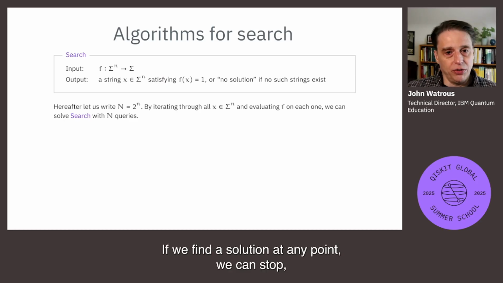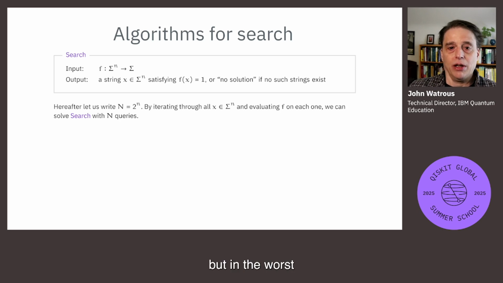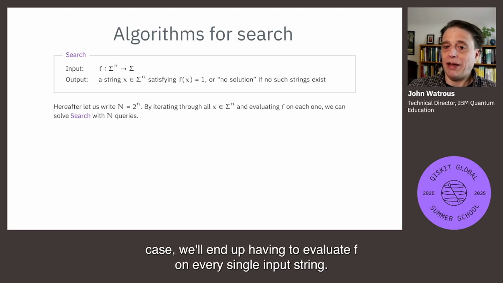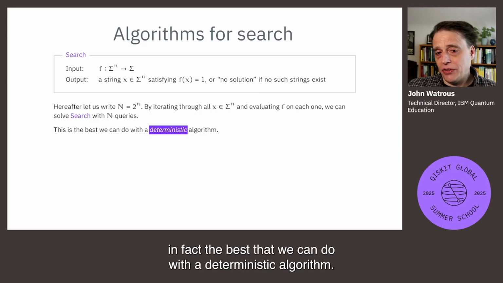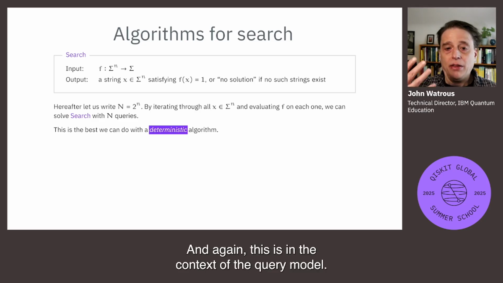If we find a solution at any point, we can stop, but in the worst case, we'll end up having to evaluate f on every single input string. So this requires N, meaning capital N, queries. And this is, in fact, the best that we can do with a deterministic algorithm. And again, this is in the context of the query model.